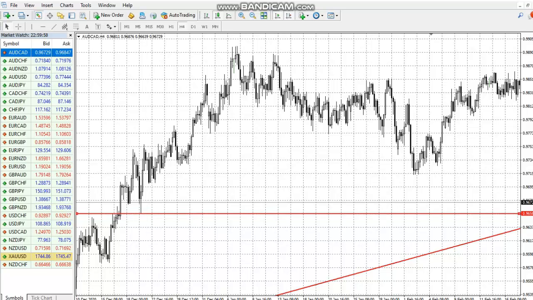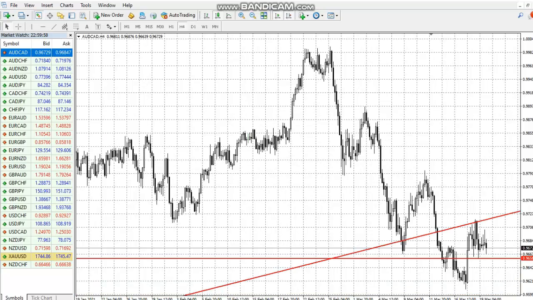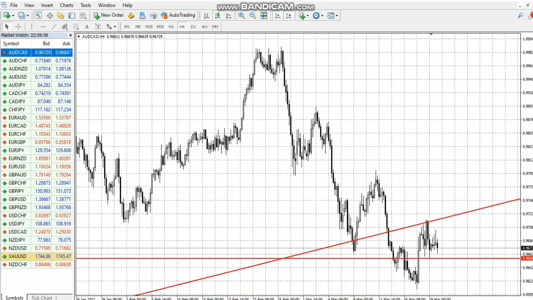Now whenever you notice this type of rejection here, it is a point to know that it is an area of strong support, which means price is likely to have a good pullback at that region. Price is likely to have a pullback at that region.